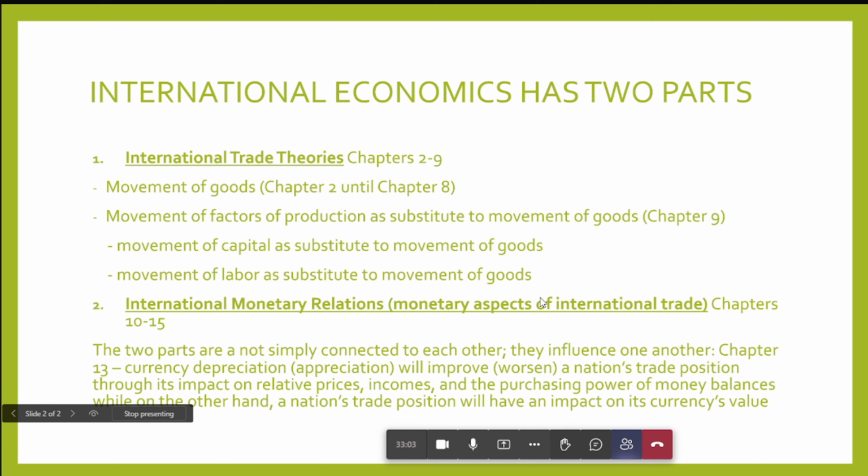Now for the trade theories, we're going to study basically the trade theories with the principle that free trade is good for each country involved in international trade, and as a result, by extension, will be good for the world. From chapter 2 until 8 we're going to study the trade theories, and all this while we've been studying the movement of goods across countries.